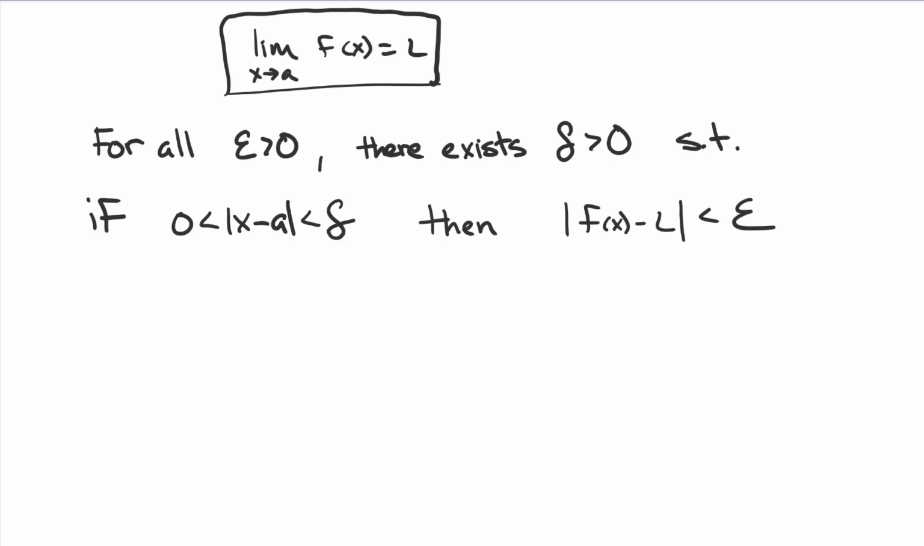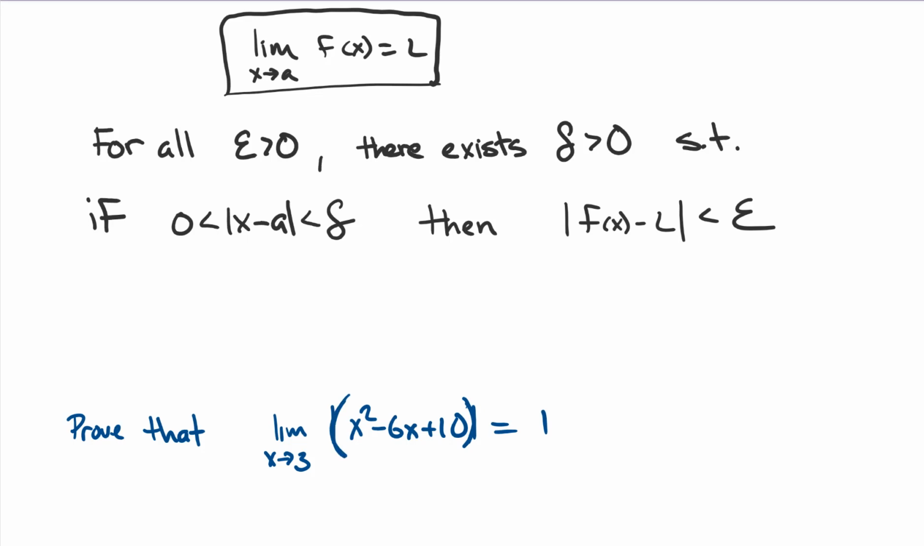Let's go prove that. Let's say the limit as x tends towards 3 of x squared minus 6x plus 10 is equal to 1. Oops, why am I using absolute values? There we go. We're going to go prove this.